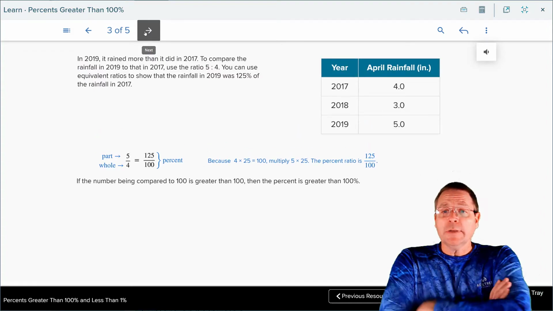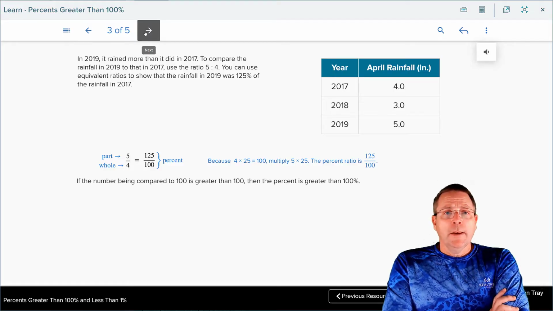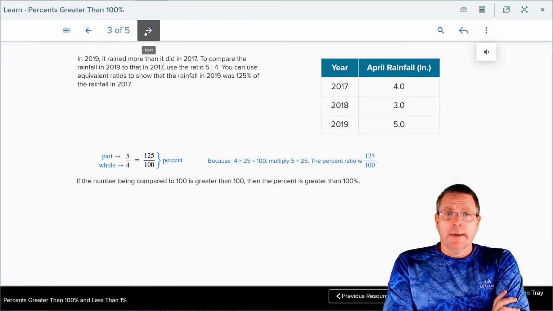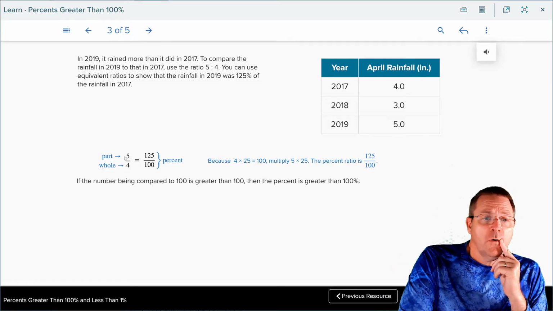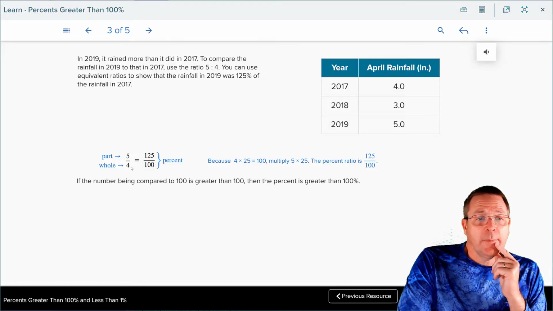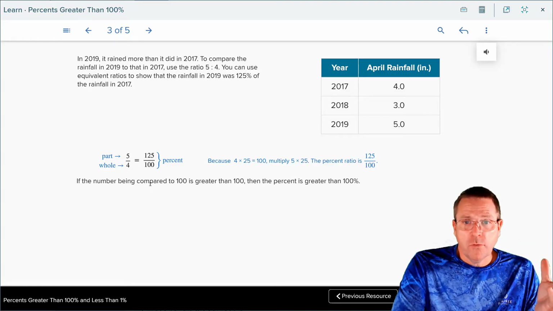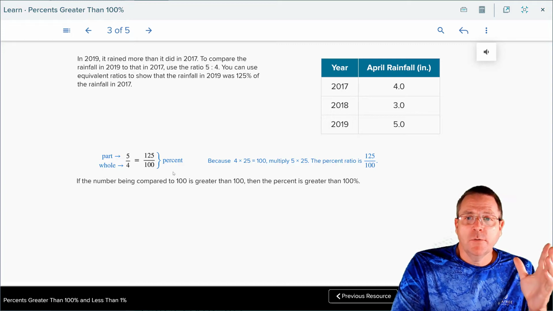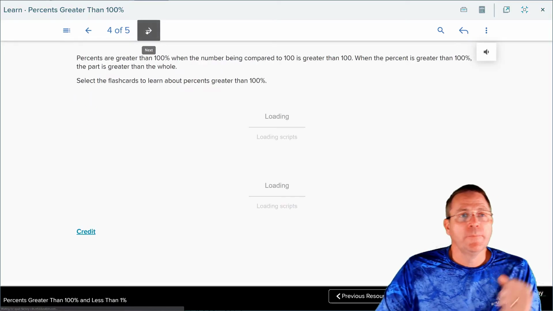However, in 2019, it rained cats and dogs. You had 5 inches in 2019 compared to the 4 inches in 2017. So now when you look at your part to whole ratio here, 5 to 4, you would multiply once again the top and bottom by 25, and that would give you 125 to 100. Now we're looking at a percent growth. So you have 125% the rain fell in 2019 when compared to the rain that fell in 2017.